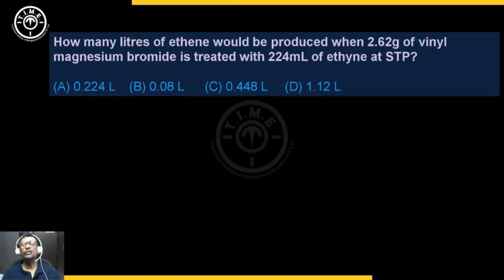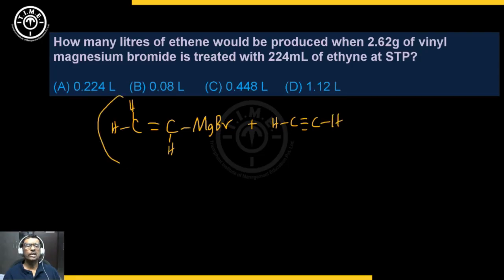Next, how many liters of ethene would be produced when 2.62 grams of vinyl magnesium bromide reacts? Vinyl magnesium bromide has one hydrogen there and two hydrogens there. Is going to react with what? Ethyne. Ethyne is the active hydrogen compound. So this part is going to take up this part to form ethene, C double bond C, H, H, H and H. Clear?